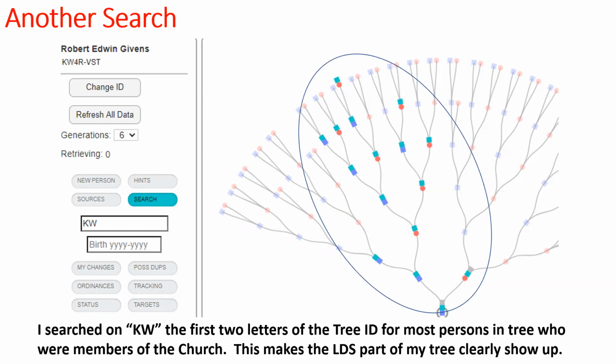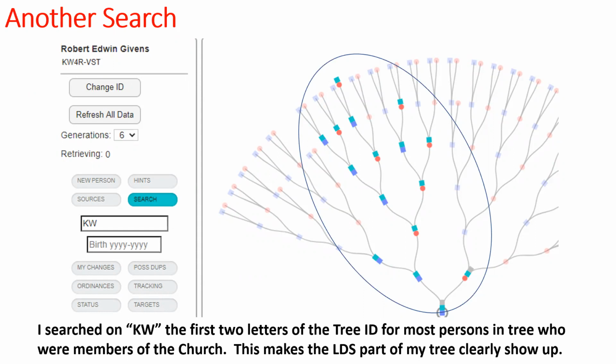Most of us, if you look at your ID in FamilySearch, it starts with KW. So you can do a KW search and it will put an aqua colored box on everybody who has KW in their ID. Now, it's possible you'll get somebody where there's a KW somewhere other than the beginning of the person's ID. But this shows you in my tree, my LDS line.